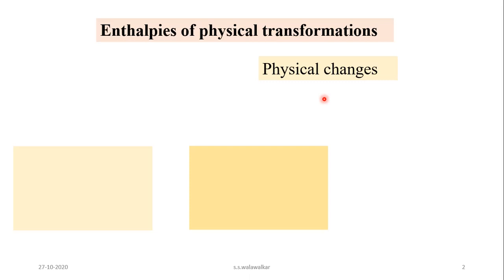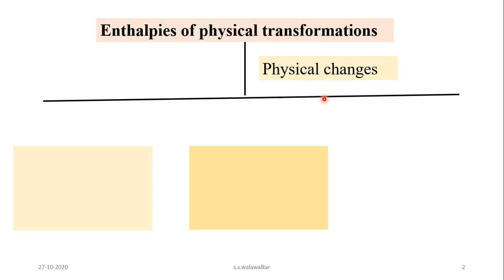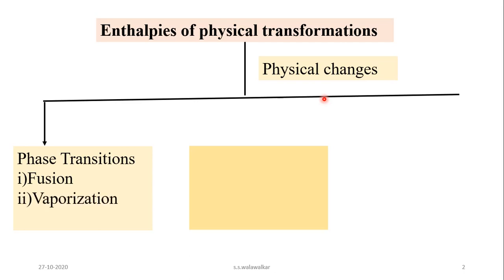Now, physical transformations are of different types. First, phase transition. Phase transition means one phase of a substance is converted into another phase without change in chemical composition. That means the state of matter is changed from one state to another. For example, fusion means solid is converted into liquid, then it is called fusion or melting. Or vaporization, when liquid is converted into gaseous state. Or when solid gets directly converted into gaseous state, it is called sublimation.